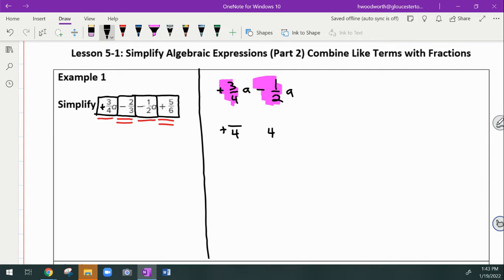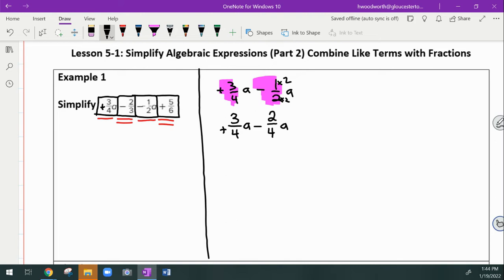4 and 2 both go into 4. Bring down everything, the signs and everything, but I do have to make an adjustment. That still stays at 3/4, but now since I changed the 2 into a 4 by multiplying it by 2, I have to multiply that by 2 as well and get 2/4. All right, we have it rewritten with common denominators.